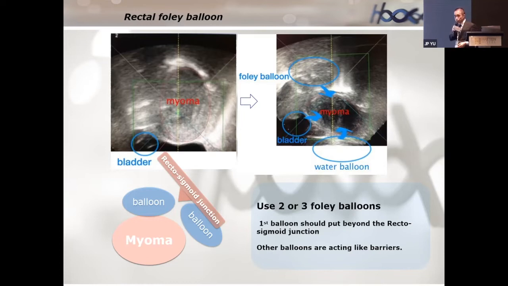Usually, I use 2 or 3 balloons. Each balloon, I inflate about 50 cc. In my experience, 60 cc sometimes blows out, so 50 cc is safe and effective. And if we put one balloon beyond the recto-sigmoid junction, it's much better.